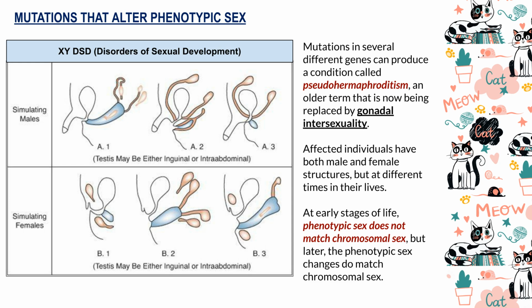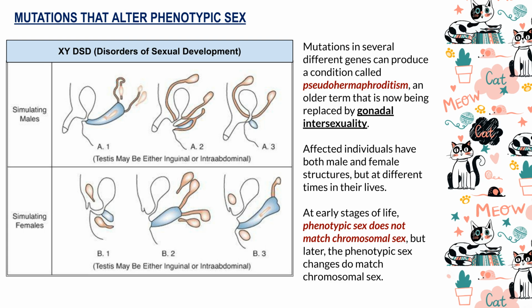This diagram explains how mutations can alter phenotypic sex, even in individuals with XY chromosomes. These conditions are collectively called XY disorders of sexual development, XYDSD. Although XY chromosomes usually lead to male development, this diagram shows that chromosomes alone are not sufficient. Normal sex development also requires functional genes, hormones, and hormone receptors.